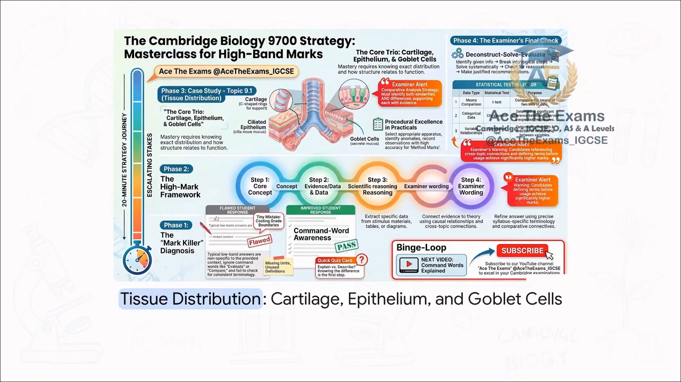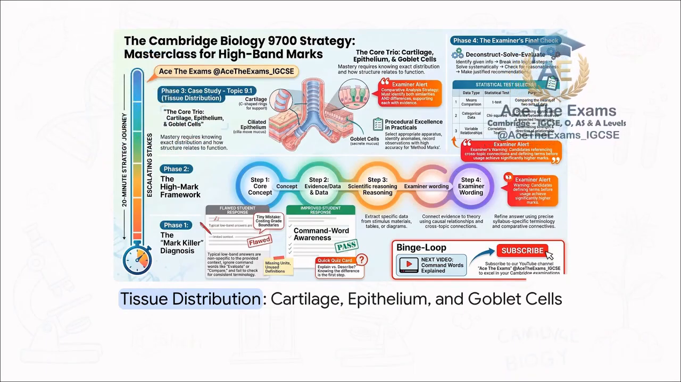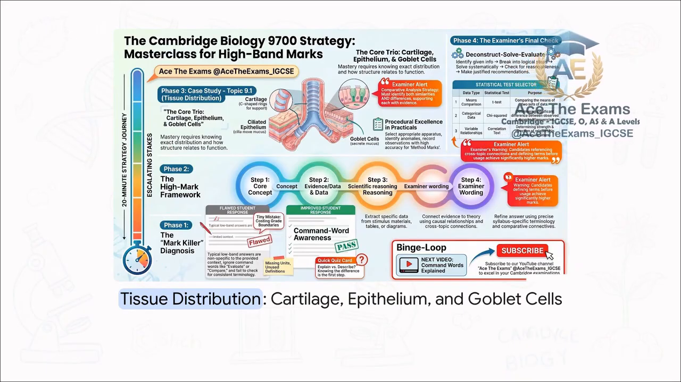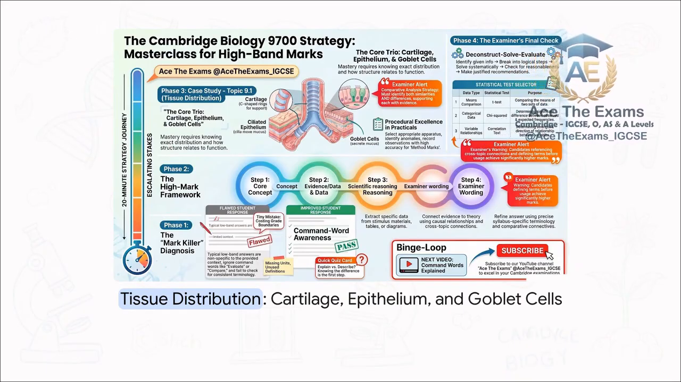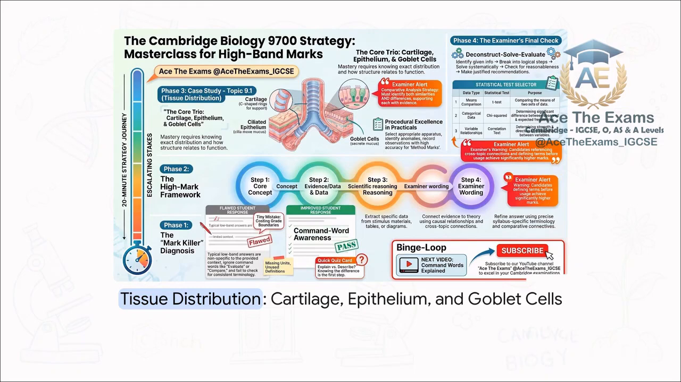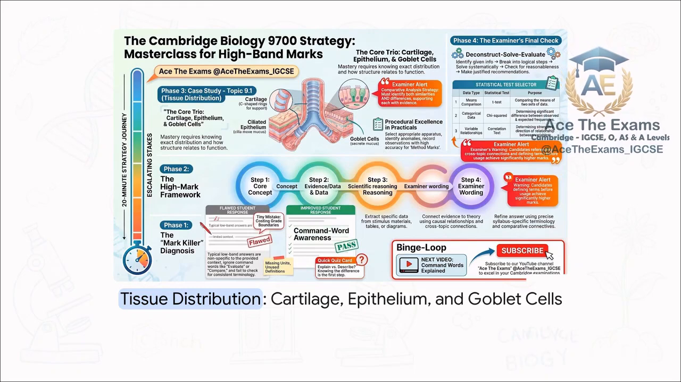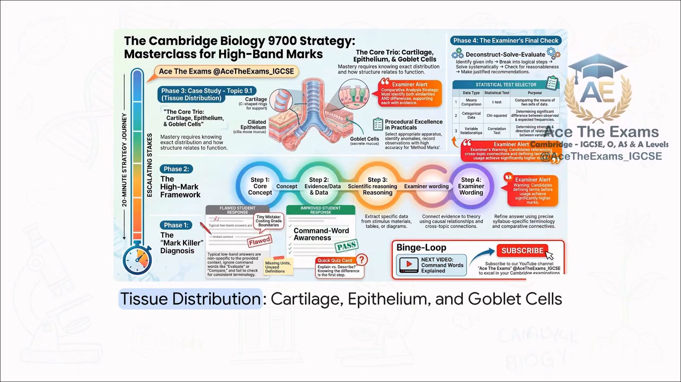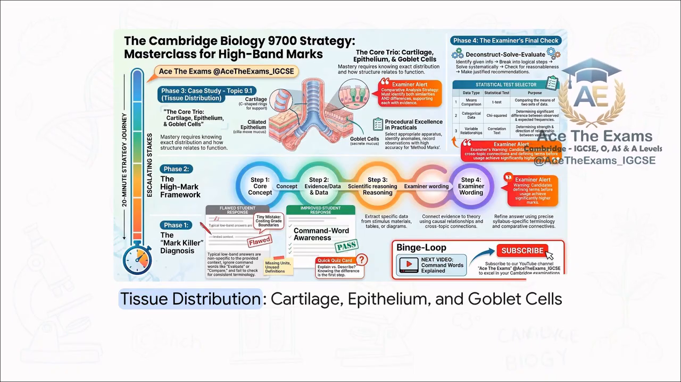Imagine we're in a BBC Earth documentary revealing the wet, organic texture and the living movement of our respiratory system. Here we have what we call the core trio. You've got the rigid, C-shaped cartilage providing structural support, the sweeping cilia of the epithelium moving mucus along, and the goblet cells secretly secreting that mucus in the background.